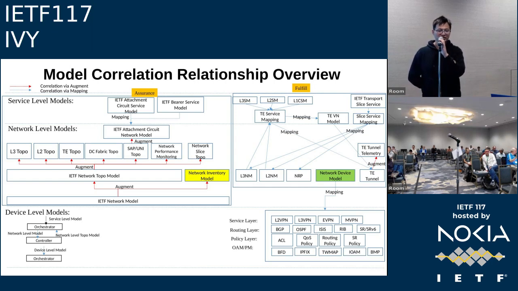One typical example is correlation based on the mapping. For example, you can define a separate T service mapping model or slice service mapping model to map a service model into the device model. A typical example of correlation based on augmentation is using the IETF network model as a basis. You can extend from it to support layer 3 topology, T topology, and also network inventory. And in some cases, if you map a service model into the device model, we make an assumption and maybe leave it to the vendor or operator to decide how to do this kind of mapping. Next.